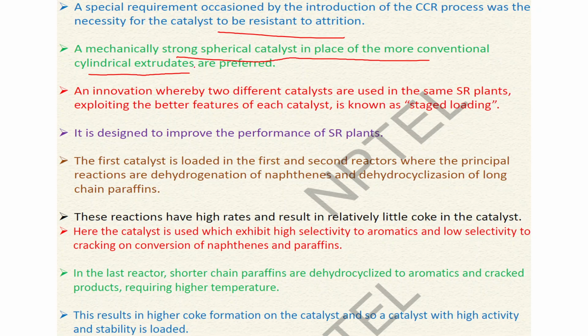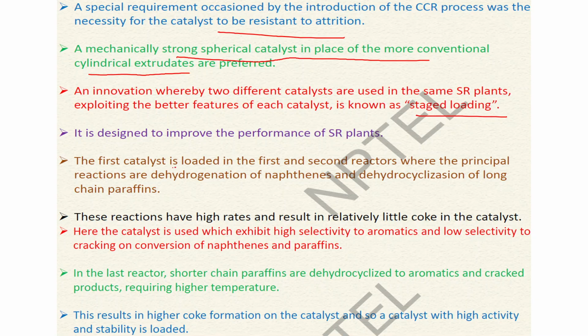Whereas if we use a spherical catalyst, they do not have any sharp edges, so they are resistant to attrition. An innovation whereby two different catalysts are used in the same SR plant, exploiting the better features of each, or sometimes a mixture of two or more types of catalysts, is known as staged loading. So basically, as we know, the CCR process has four reactors in series, one above the other. Sometimes more than one type of catalyst can be used.